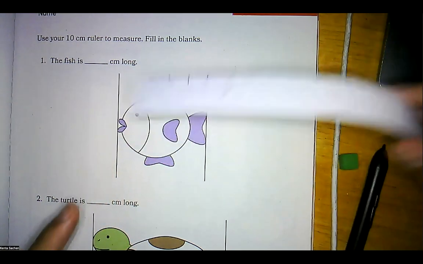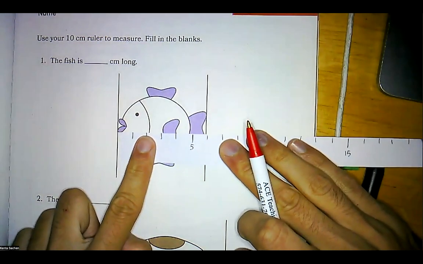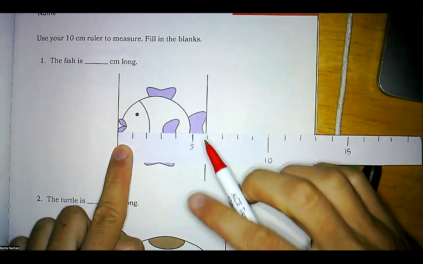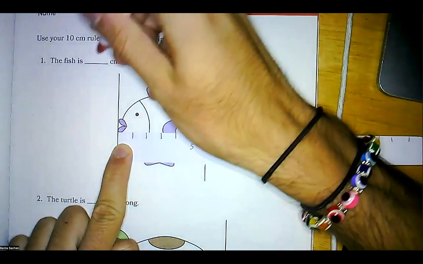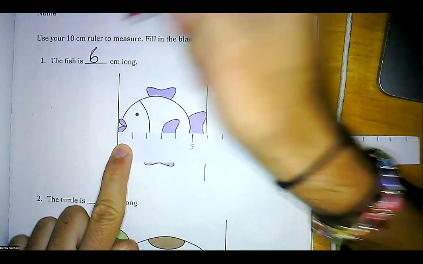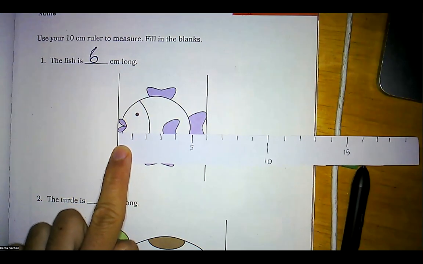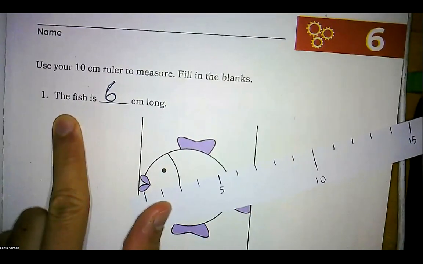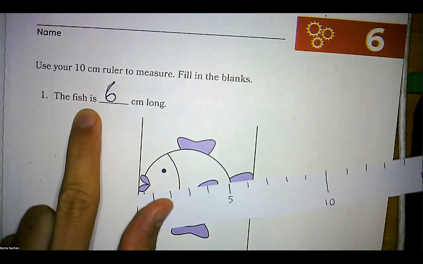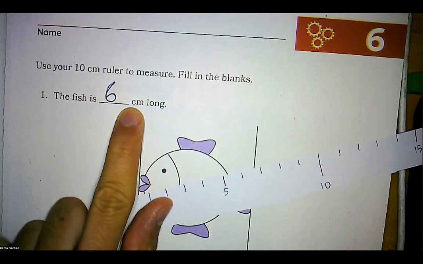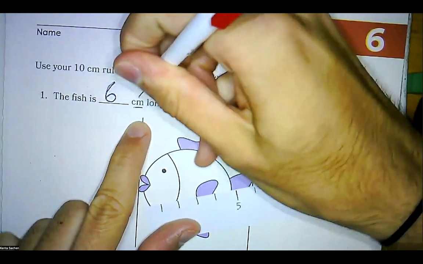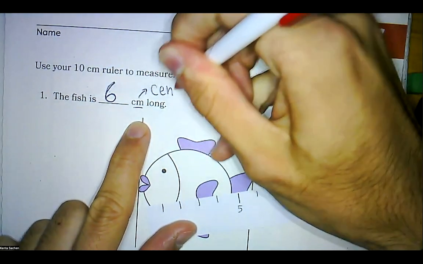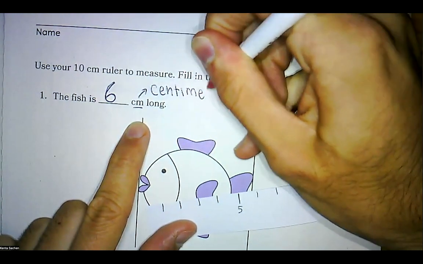And now it's your turn, so take out your ruler and let's measure the fish. See if you also see that it's 6. If you see that it's 6, you can write down 6 centimeters here for the fish. I'll give you another moment to do that. Good job. Now let's read the sentence. It says, the fish is 6 centimeters long. I know it says cm. This cm is a simple way of writing this longer word from yesterday, centimeter.